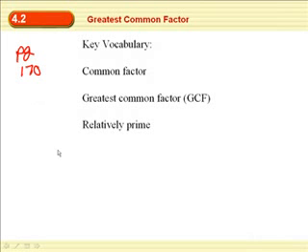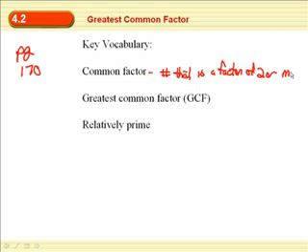So first off, we are going to start with common factor. A common factor is, and it says, a number that is a factor of two or more numbers. For example, let's say 12 and 14. What are the common factors of 12 and 14? Well, 1 can go into both of them, and 2 can go into both of them. Those are what they have in common as far as their factors.